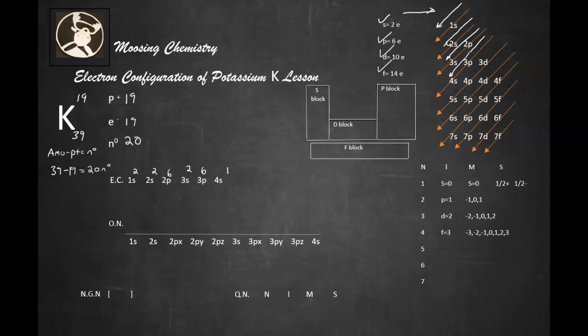So let's count our electrons up. We should have 19 electrons. 2 and 2 and 6 make 10. 2 and 6 make 18, plus 1 makes 19. Snarly. All right, so let's look at our orbital notation.